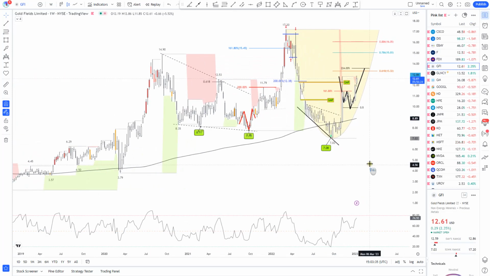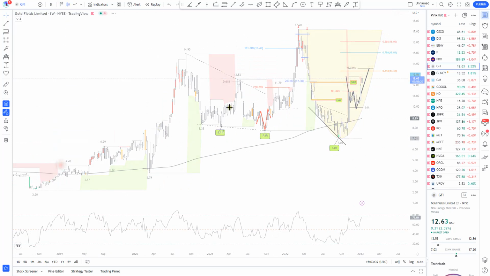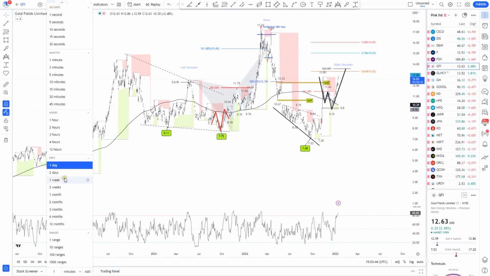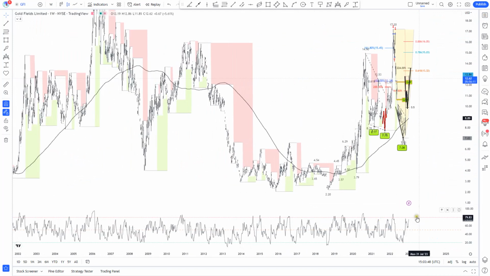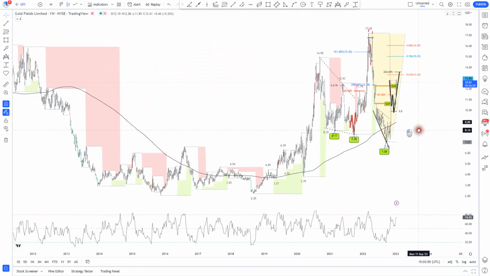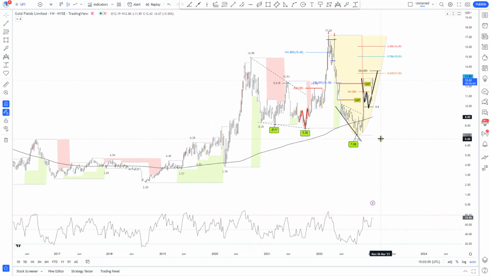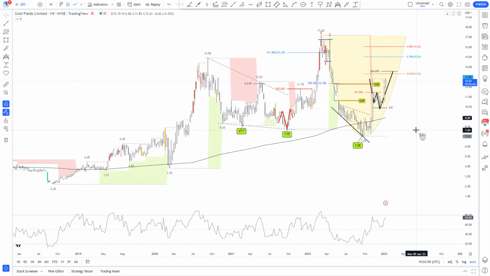Goldfields, nice chart here, at least in my opinion. A few things that I want to share with you. Actually, let's keep this on a weekly. Note that we are approaching overbought conditions, which is not a sign the market needs to pull back, not granted at least, but it's a sign of exhaustion.